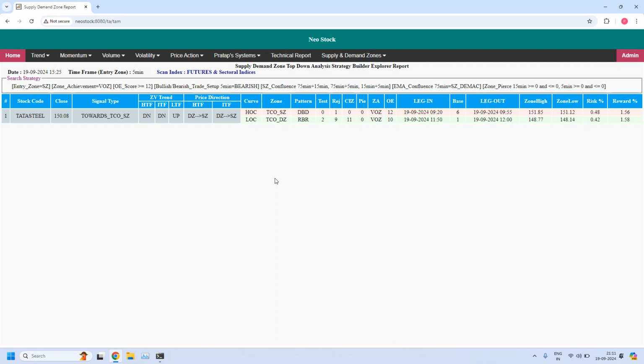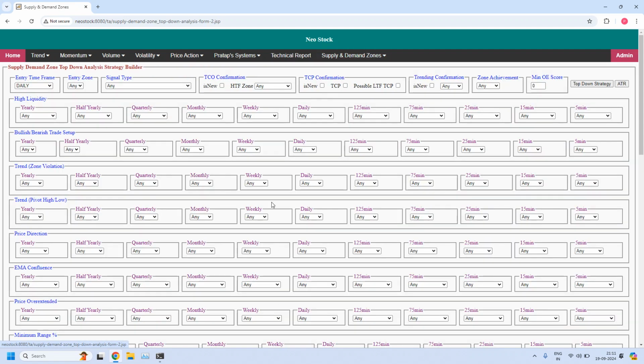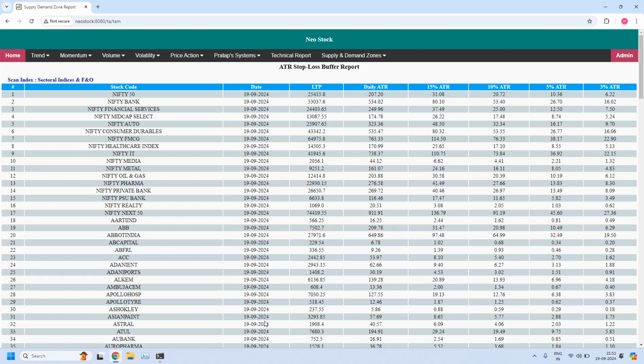With this, we have completed all the 4 income trades, bullish and bearish trade setups. In the final report, let us generate stop buffers based on daily ATR. So this is the list. The first 17 in this list are all sectorial indices. Remaining all are equity stocks listed in the F&O category. What I do is keep on scrolling the list down. Whichever stock you want to refer to, please pause the video there. I'm scrolling the list down.